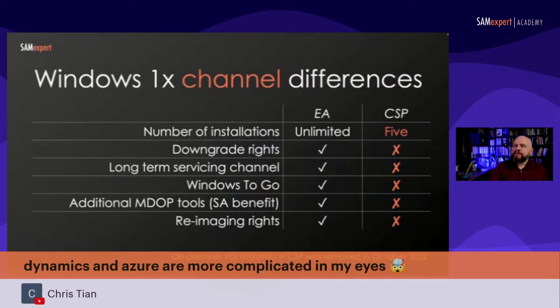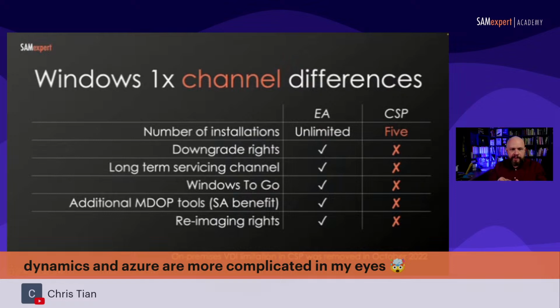An interesting opinion, Dynamics and Azure are more complicated in my eyes. Dynamics is complicated. We will have a training about Dynamics. It is complicated. But it's like learning languages. When you understand the basic rules, what drives that licensing, exactly, you know, the principles of base and attached licenses, then it gets clearer. There are just large spreadsheets of what is attached to what, but Windows 10, Windows 11 has so many nuances.